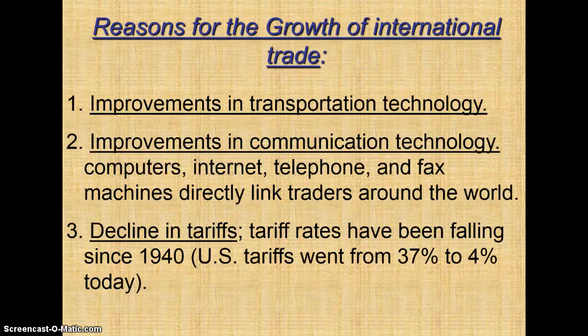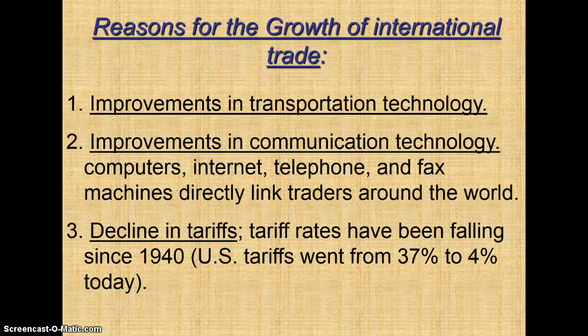The reasons for growth of international trade are: Number 1, improvements in transportation and technology. Number 2, improvements in communication technology. Computers, internet, telephone, and fax machines directly link traders around the world. The world is a planet.